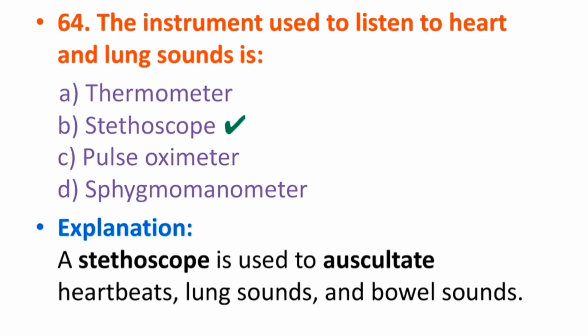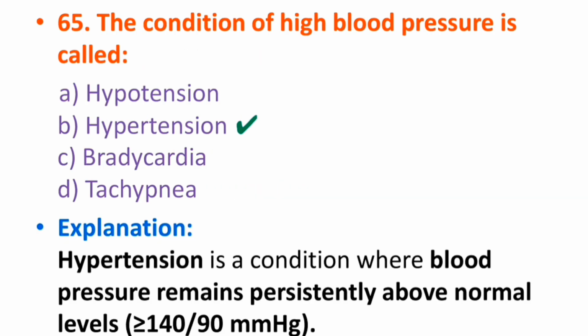The instrument used to listen to the heart and lungs is option A, thermometer, option B, stethoscope, option C, pulse oximeter, option D, sphygmomanometer. The correct answer is option B, stethoscope. A stethoscope is used to auscultate heartbeats, lung sounds and bowel sounds.